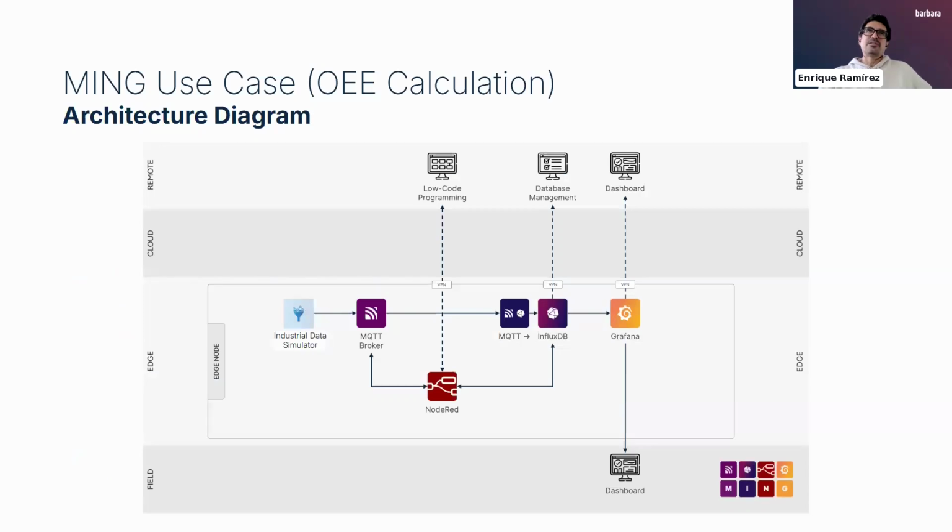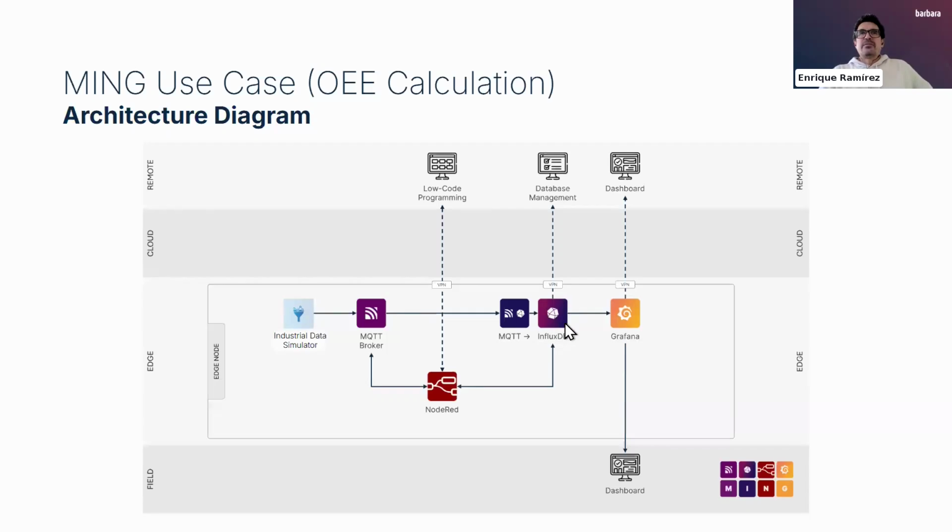Let's move to this diagram because everything is shown better. We have the industrial data simulators here. They will be publishing a data flow in this broker. Then we will have a Node-RED that basically will read the information from the broker and write information back to the broker. Here is where we will make all the calculations for OEE, okay? So I will read the parameters from here, calculate the OEE parameters, and publish back here, okay?